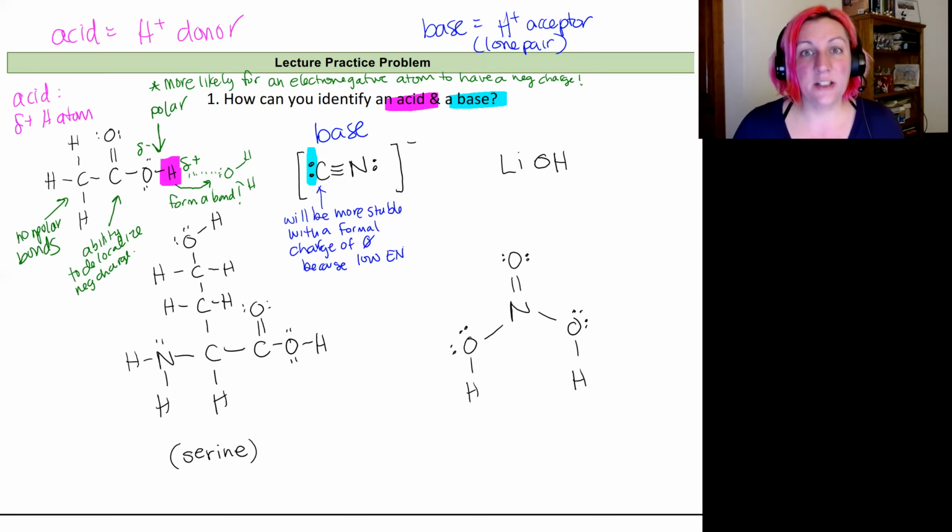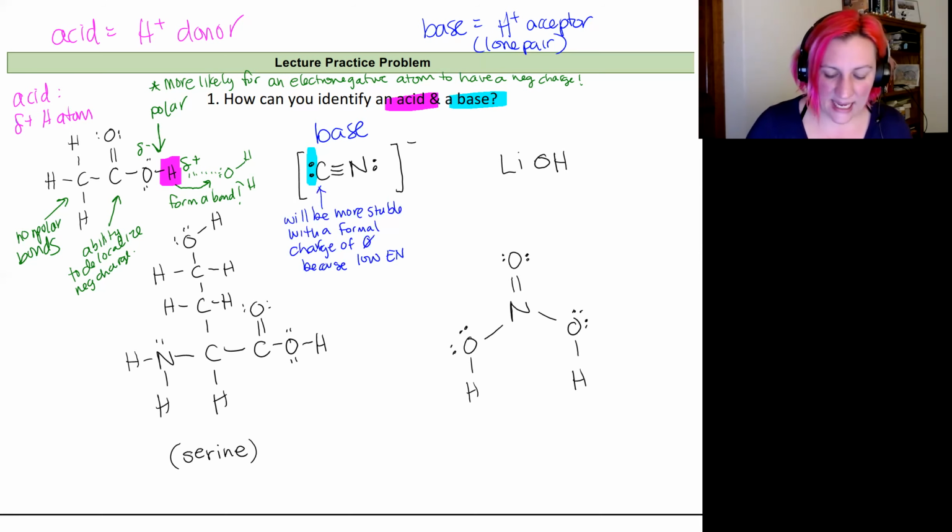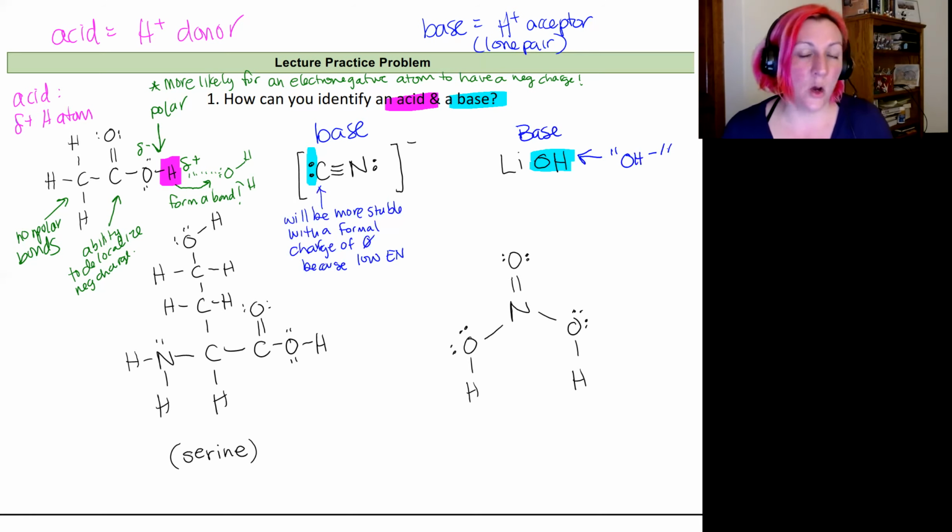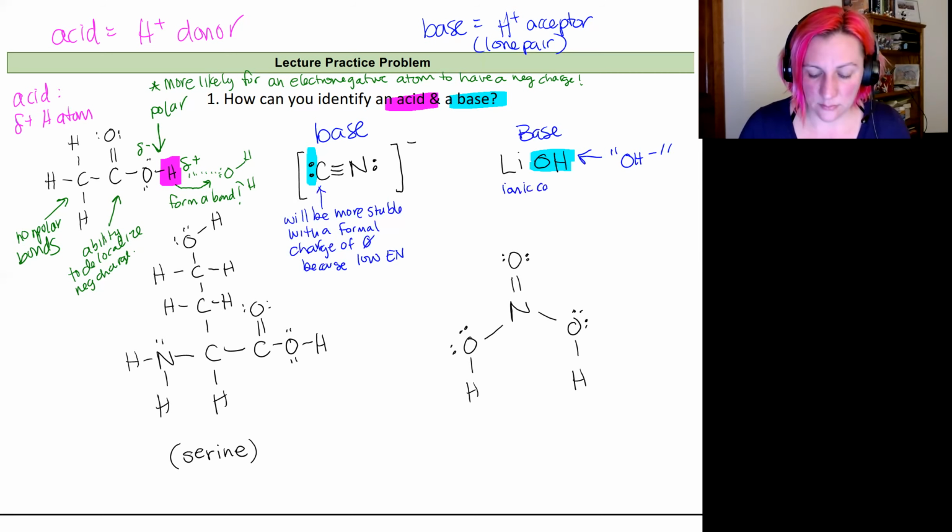All right, let's look at our next one, lithium hydroxide. In this case, I see a hydroxide, and that tells me right away it's a base. Anytime I see an OH minus, and this is an OH bonded to a lithium, and lithium's a metal, so this is going to be an ionic compound. Whenever I see an OH in an ionic compound, that is always going to say base to me because that's literally the Arrhenius definition of a base. And so those ones are easier.